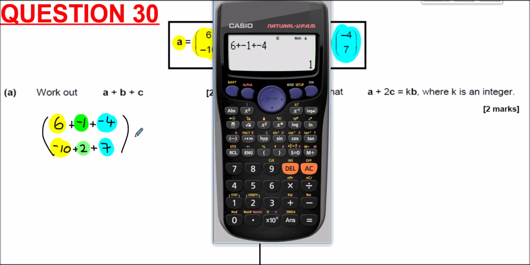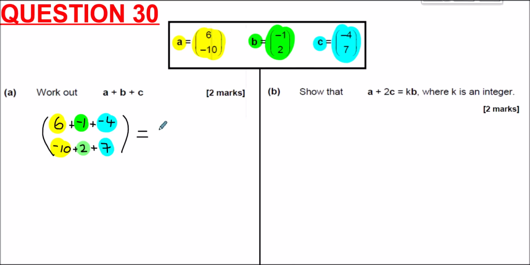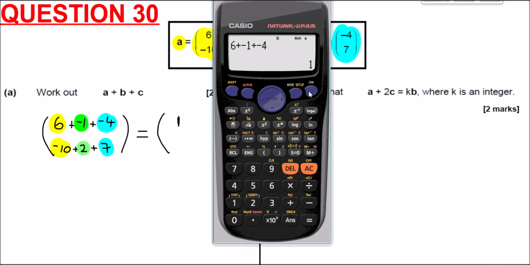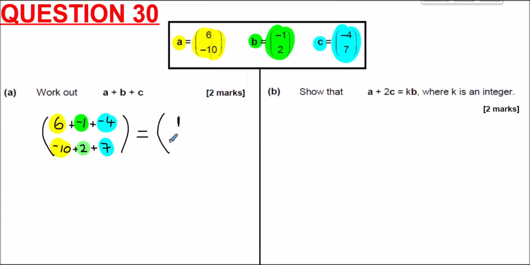gives us just 1. So the top number is 1, and the bottom number, minus 10, is what we start with, plus 2 plus 7, that gives us minus 1. And so A plus B plus C is just 1, minus 1.